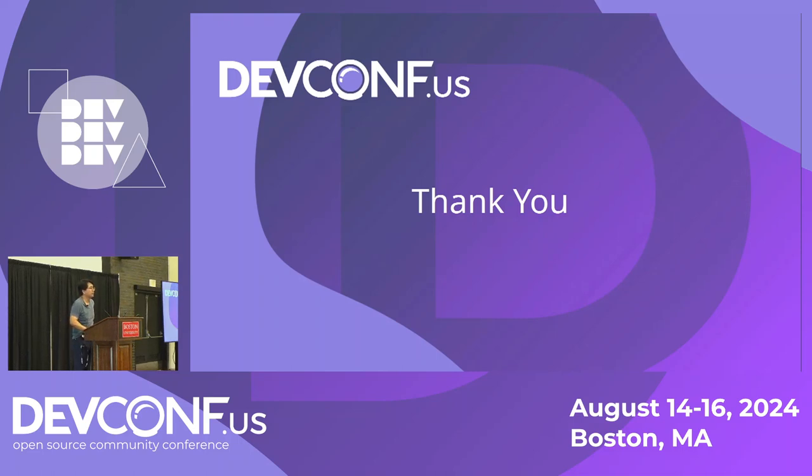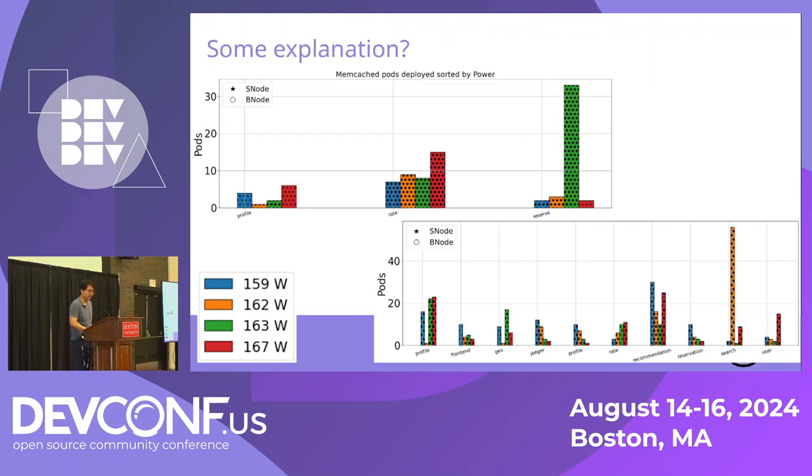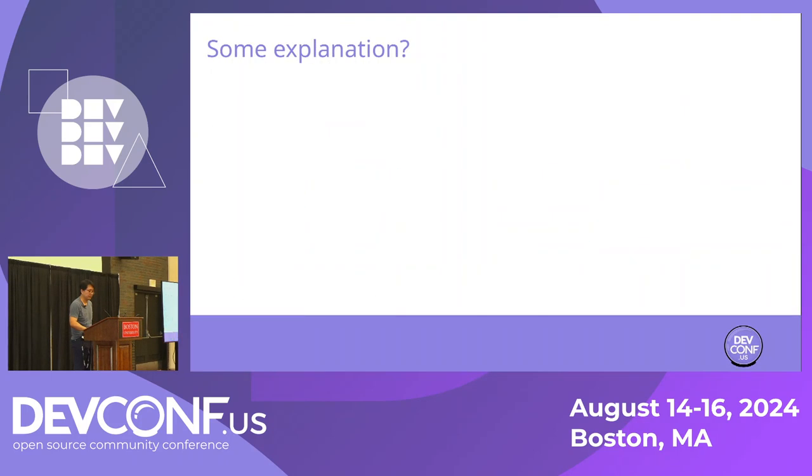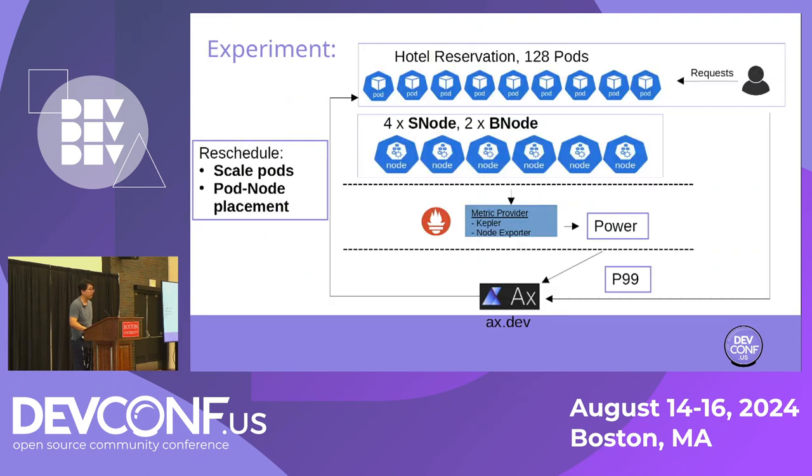You're talking about how you built an RL agent to help automate the scheduling to achieve low power efficiency, right? What is the input, by the way? The input to the learning agent?